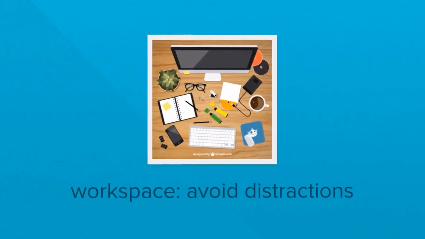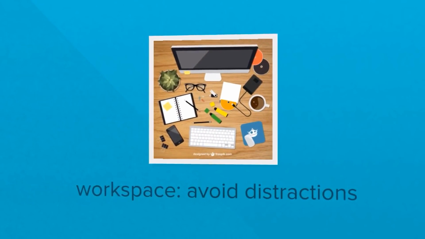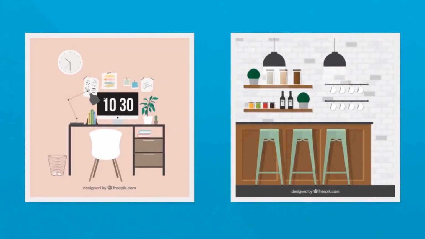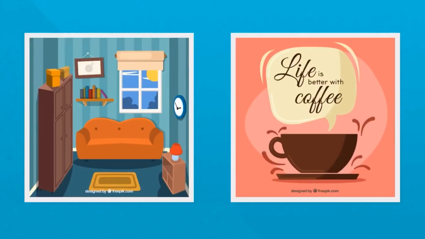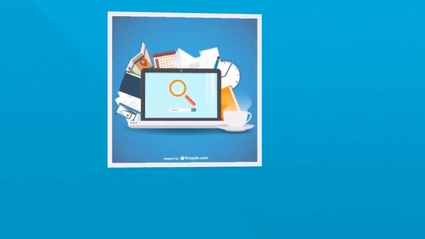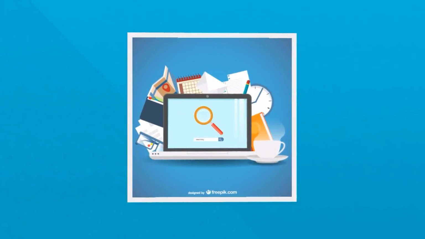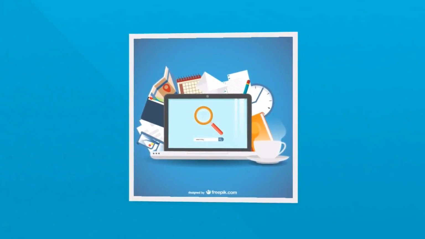Making sure that you have a space in which you can work on your class distraction-free is also really important. That space might be a dedicated home office, or it might be a corner of your kitchen island. Perhaps it's your favorite corner of the couch, or perhaps it's your favorite coffee shop down the street. Wherever that space is, just make sure it's somewhere you can focus on you and your schoolwork. Without that dedicated space, it's hard to do well.